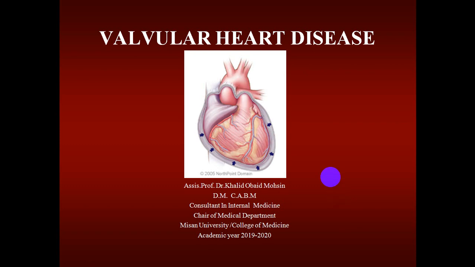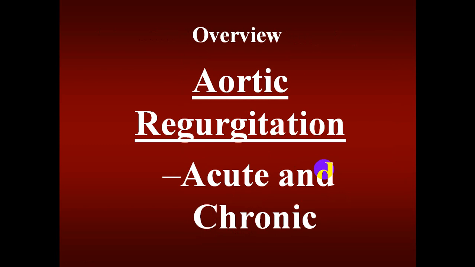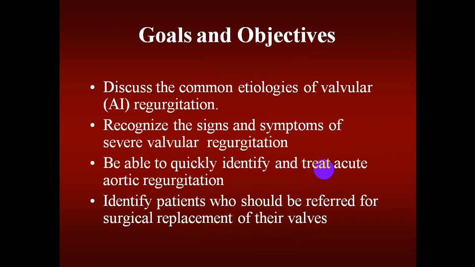Our lecture today is on the aortic valve and aortic regurgitation, also called aortic incompetence, mainly classified into acute and chronic presentations. Our main goals and objectives are to discuss the common etiology of aortic incompetence, recognize signs and symptoms of severe aortic regurgitation, quickly identify the acute type of regurgitation, and identify patients who should be referred for surgical valve replacement.